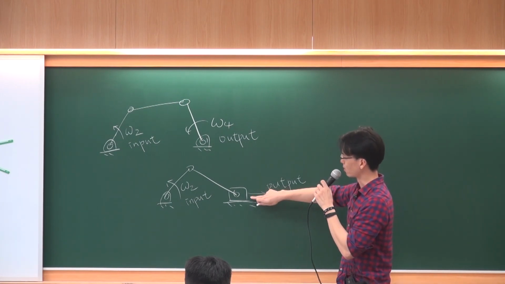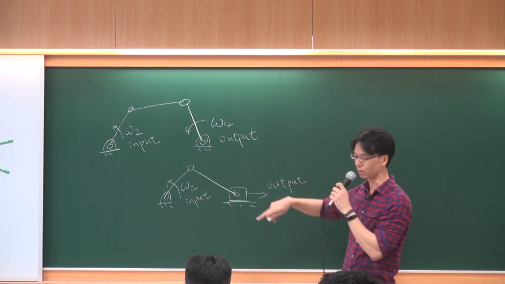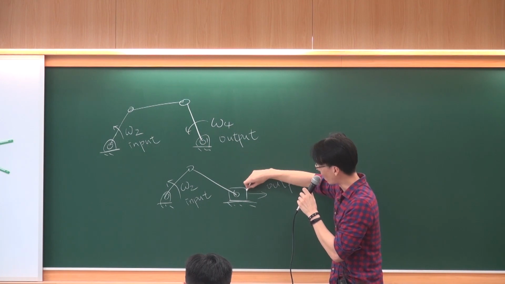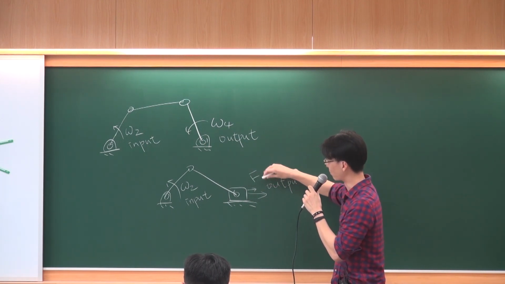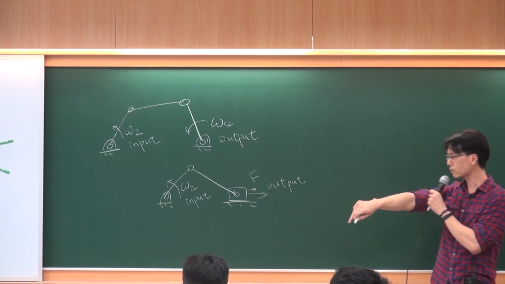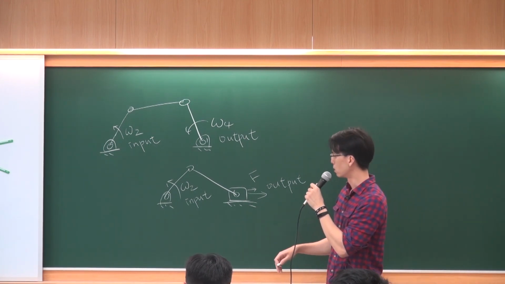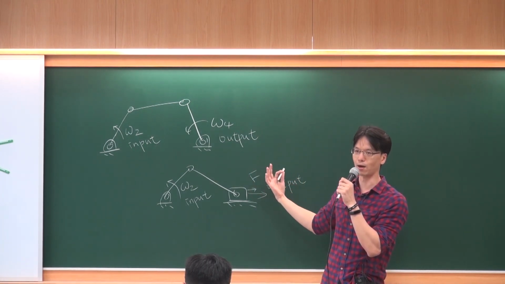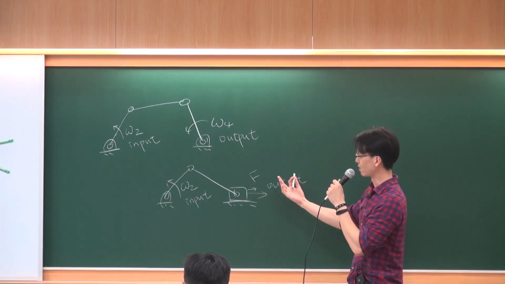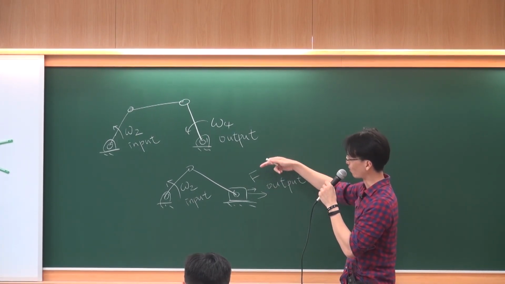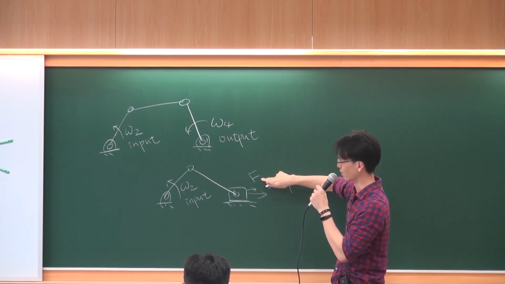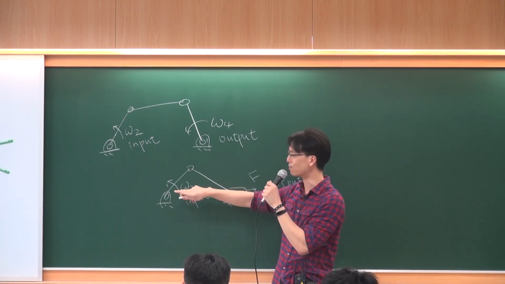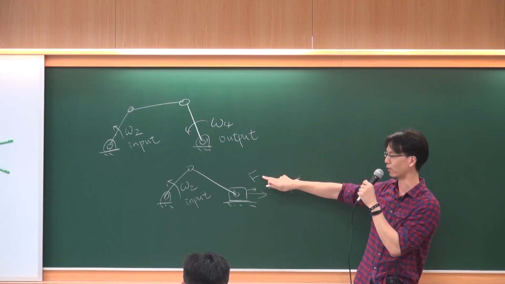If you use this crank slider, you may use this slider to push something, and you may want to know how large the force can be for this slider. If you are using this slider to push something, that means you need to apply a certain force on an object. But how do I know? In order to provide this force, you need to know how much torque this motor needs to provide for this mechanism to generate this force.